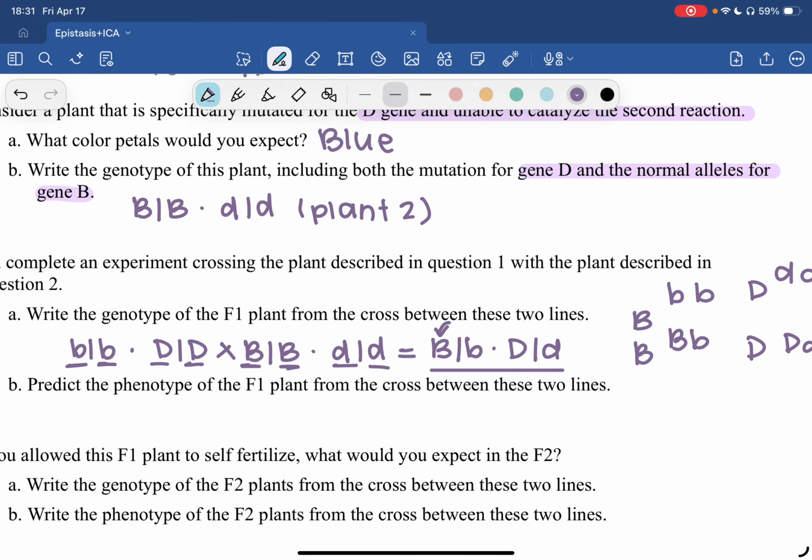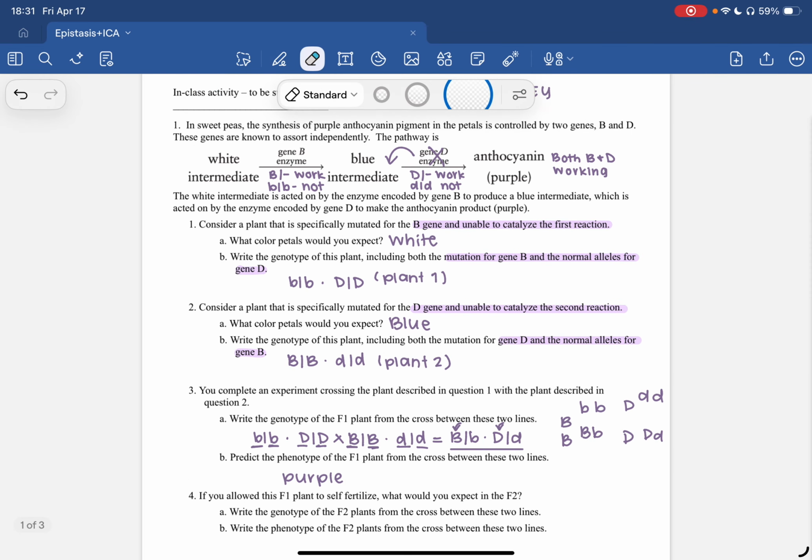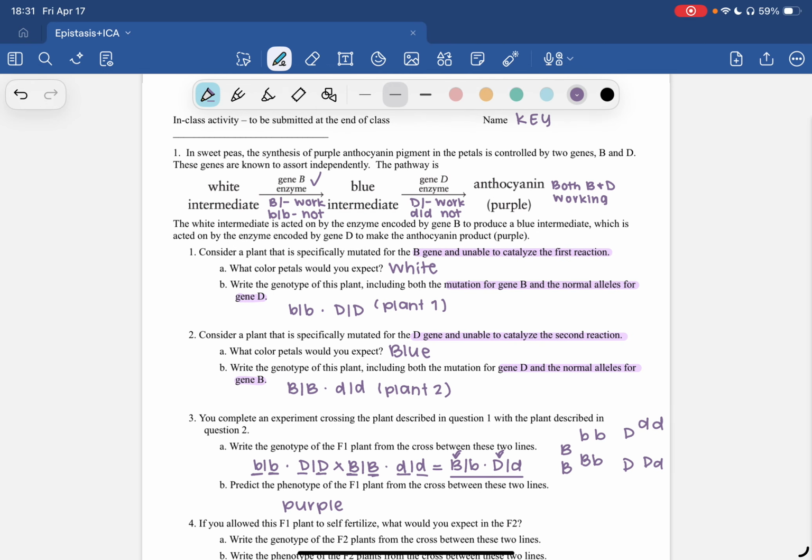You have one functional copy of the B gene and one functional copy of the D gene, so that would lead to purple. Because you have, go back up to my pathway, you have one good copy of B, which means you get to move on to the blue intermediate, and you have one good copy of the D, which means you get to move on to that purple color.